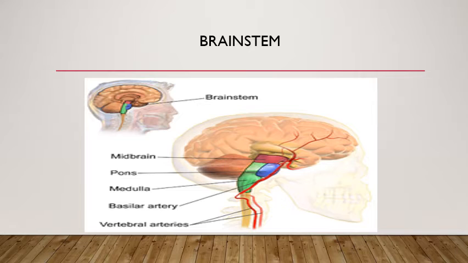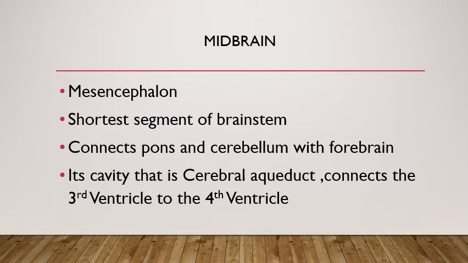Midbrain is the first thing that we are going to study. Students, this part of midbrain that you're able to see here in this picture is also called mesencephalon. This is the shortest segment of the brainstem. When you compare it to pons and medulla, this is a very short segment. And its cavity, the cerebral aqueduct, connects the third ventricle to the fourth ventricle. Now, we'll understand further about this in the next slide when you will be seeing the image of midbrain.